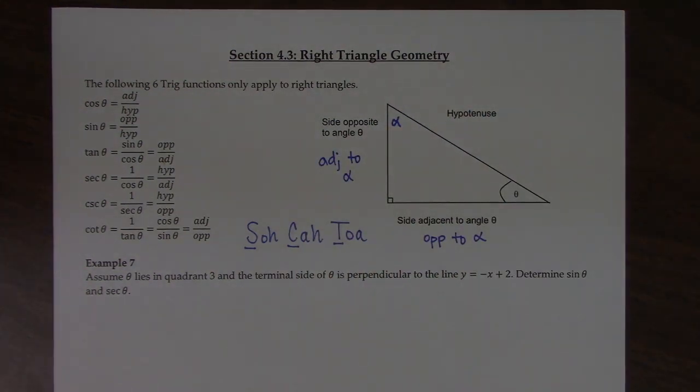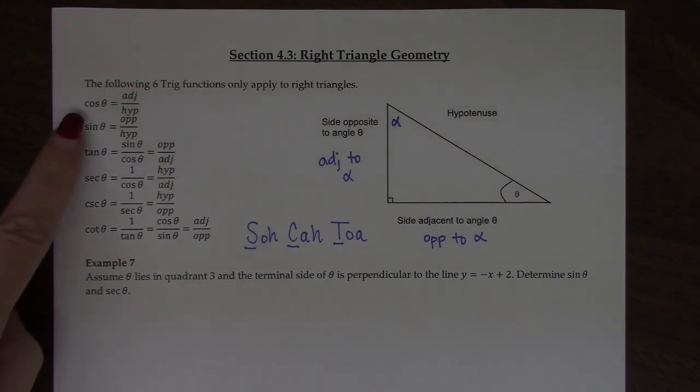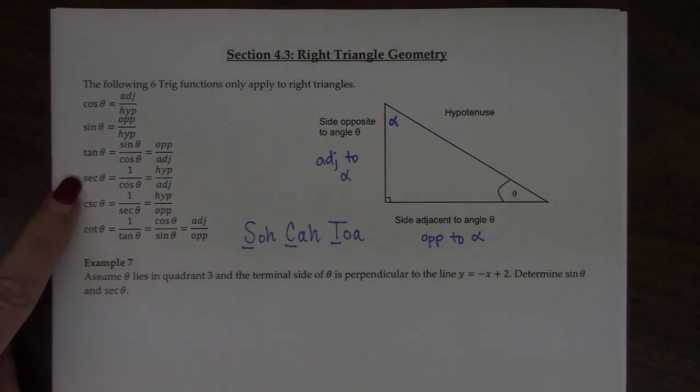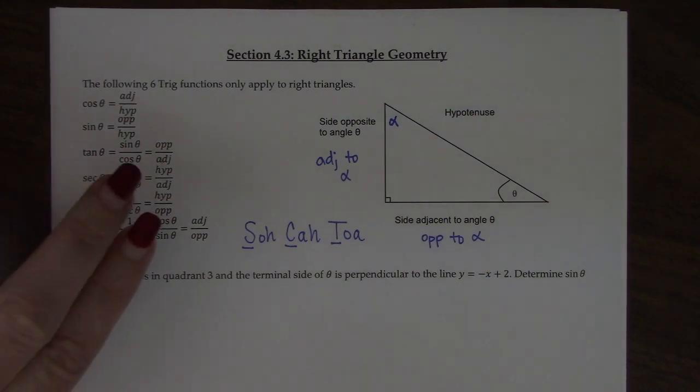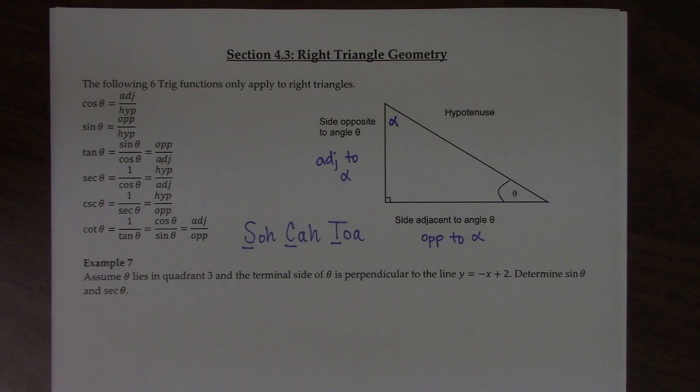Sometimes you'll be given problems where you have triangles with two different angles labeled with different Greek letters, and you need to know, when you're doing sine and cosine, are you accounting for the sides properly? Then after cosine, sine, and tangent, these are just the reciprocals of those, and so we see the ratio flips upside down.